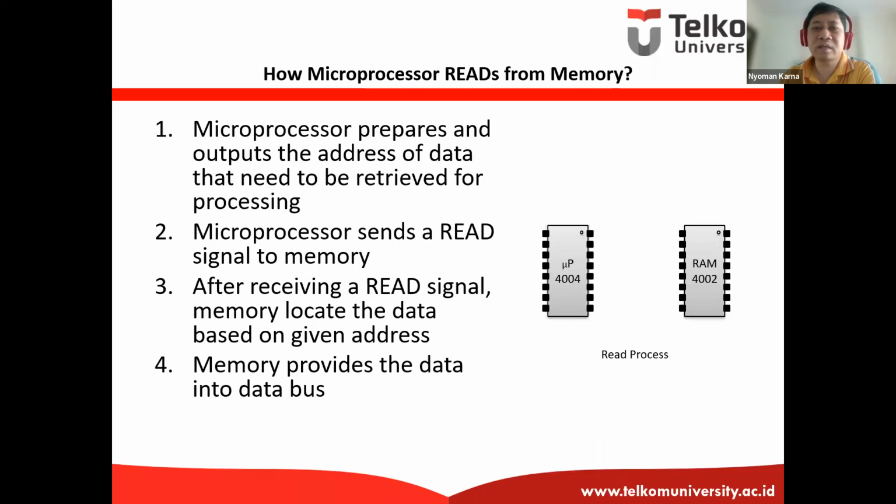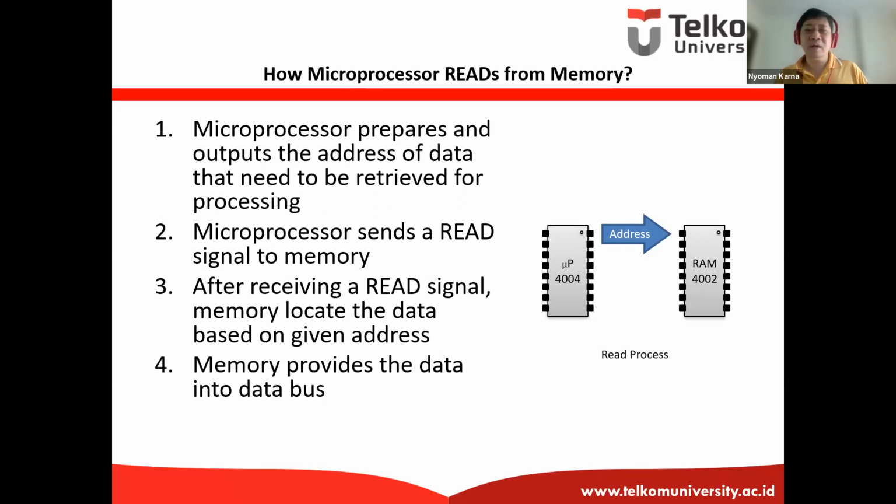Now, in the read operation, first the microprocessor prepares and outputs the address of the data. So the microprocessor needs to explain to the memory, I want your data at this location. So then the microprocessor will send the address of the location of the data inside the RAM.